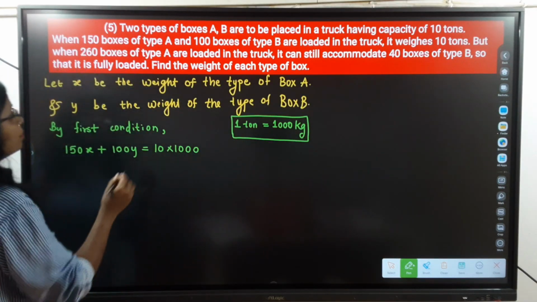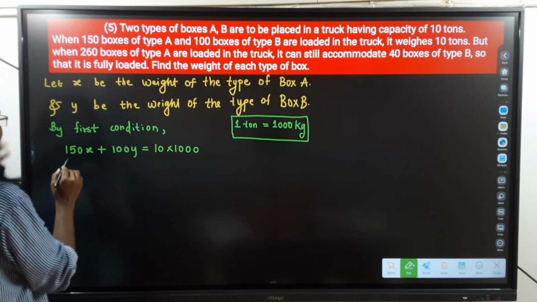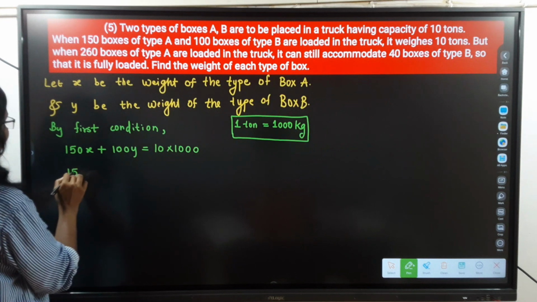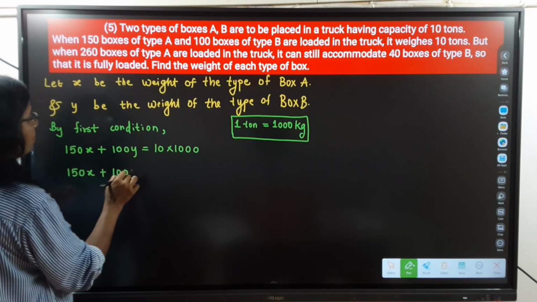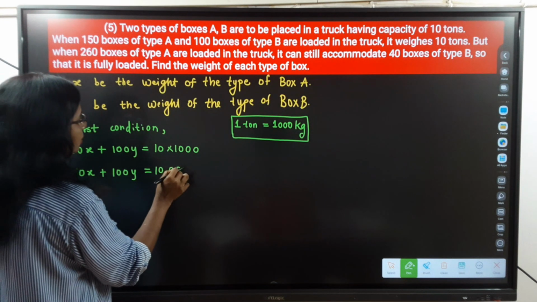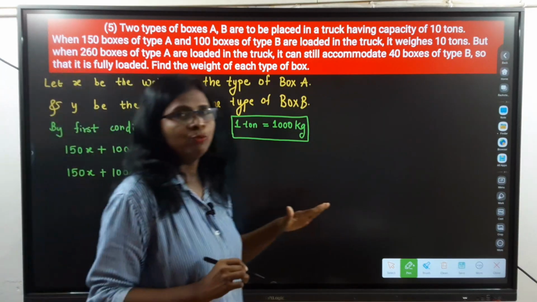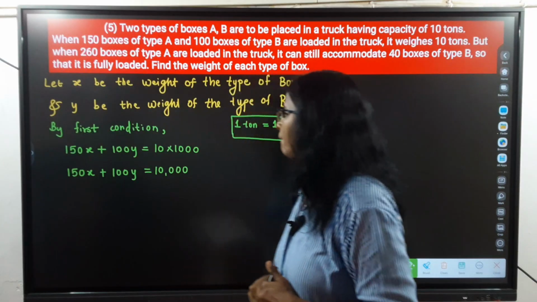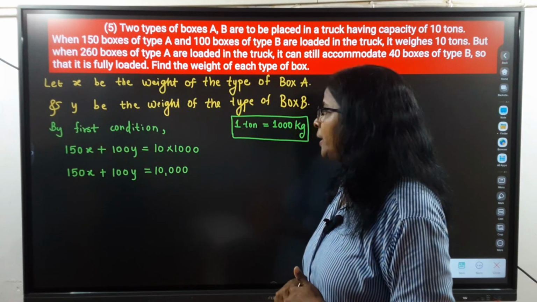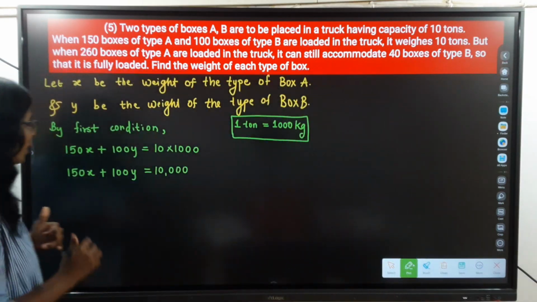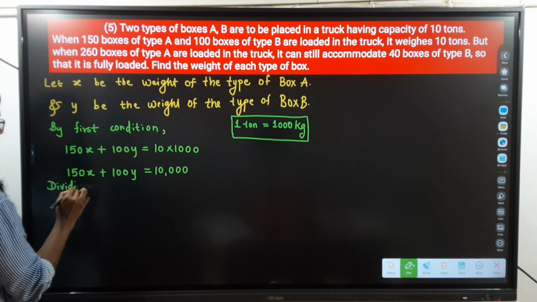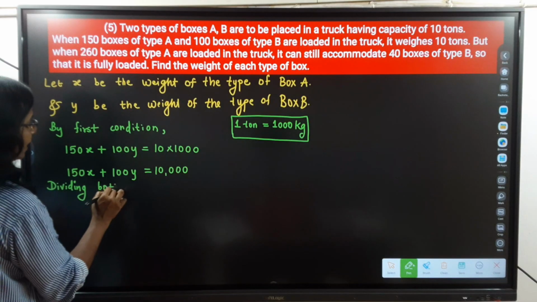So here I write multiply 10 by 1000. So now it becomes 150x plus 100y is equal to 10,000. So I write 150x plus 100y is equal to 10,000. Now we have this equation, but we can simplify this equation further. So here dividing both the sides by 50.